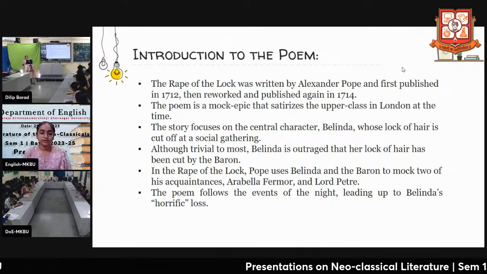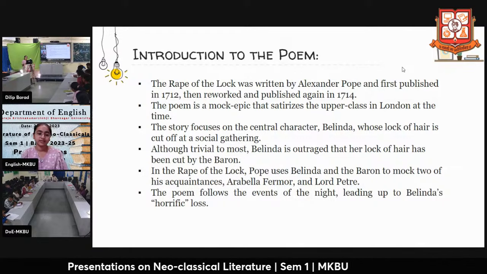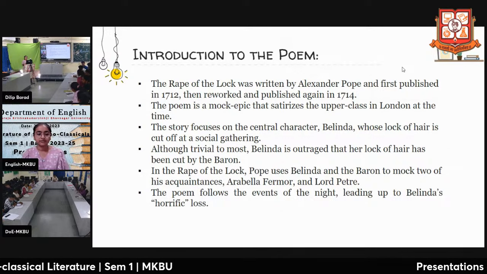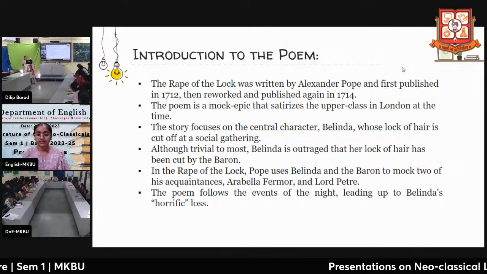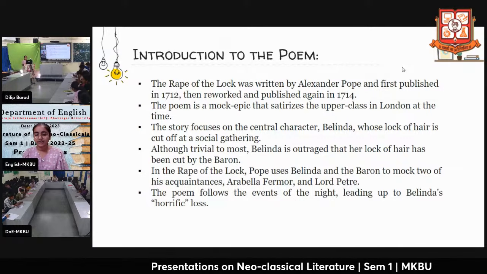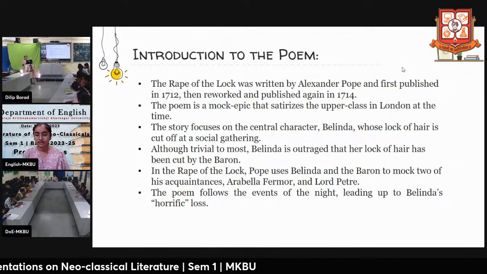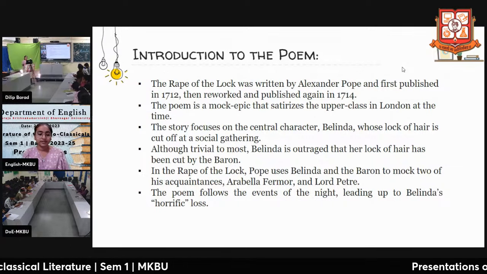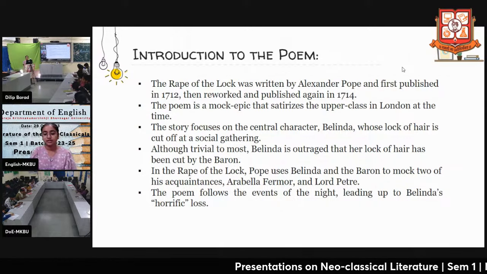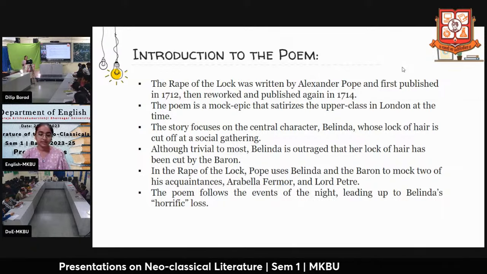Introduction to the poem. The Rape of the Lock was written by Alexander Pope and first published in 1712, then reworked and published again in 1714. The poem is a mock epic that satirizes the upper class in London at the time. The story focuses on the central character, Belinda, whose lock of hair is cut off at a social gathering. Although trivial to most, Belinda is outraged that her lock of hair has been cut by the Baron.